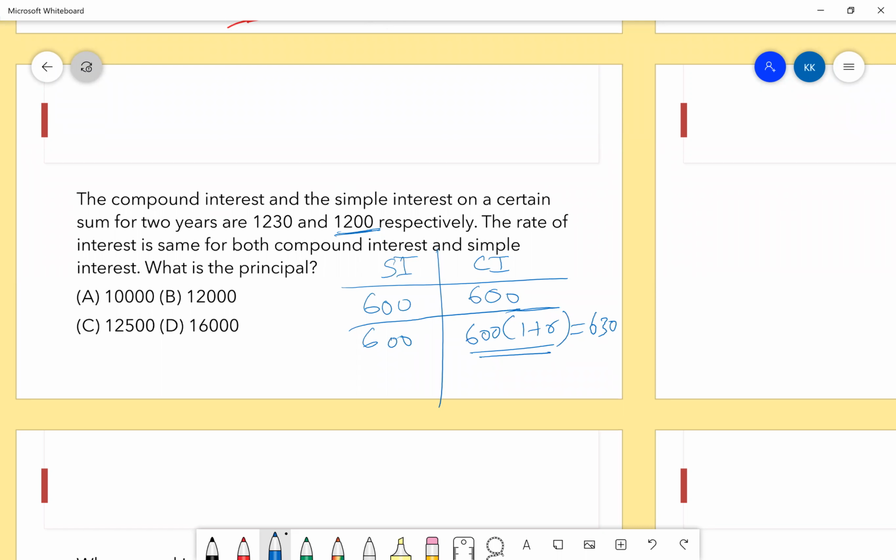How did you get 600 into 1 plus R? I mean 1 plus R by 100, I mean to say. Yeah, Casey, you will get this. Yes, job done. You have R, you have simple interest, you have time period as 1. Can you not calculate the principal? Yes, Casey. Then what was so tough about it?